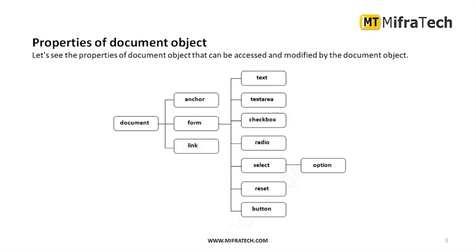What are the properties of the document object? There are several properties. When we get to the document, there are the anchor tag, form tag, link tag, and, as subdivisions of the form tag, text, text area, checkbox, radio, select, reset, and button. In a select, we can select an option. You have seen in HTML the form properties and text area, and you have seen the examples.